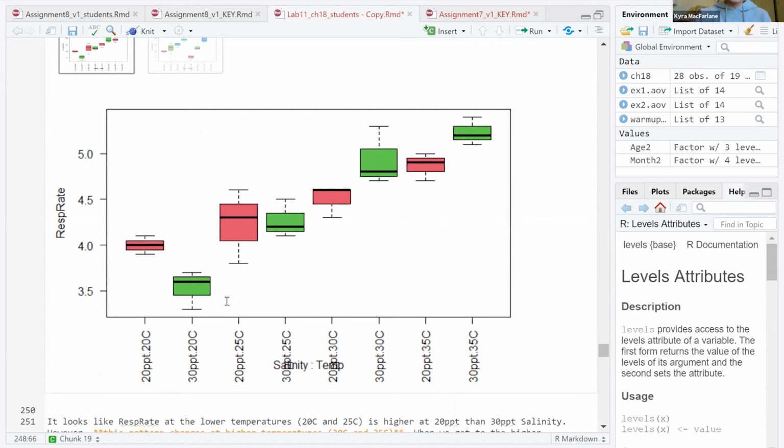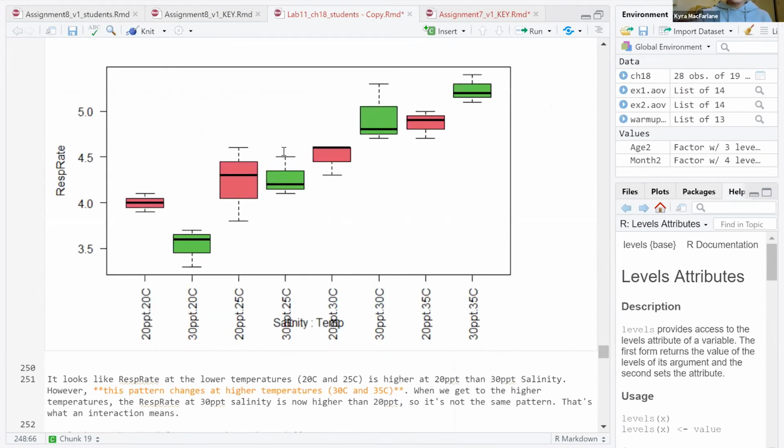So again, if we imagine a line going through these, and we look at 20, 25, 30, 35, and we're comparing between 20 parts per thousand and 30 parts per thousand, we see that at 20 parts per thousand, the respiration rate increases as temperature increases. Okay. If we look at 30 parts per thousand, we see that respiration rate increases as temperature increases. However, it looks like it increases a lot faster than it does here.